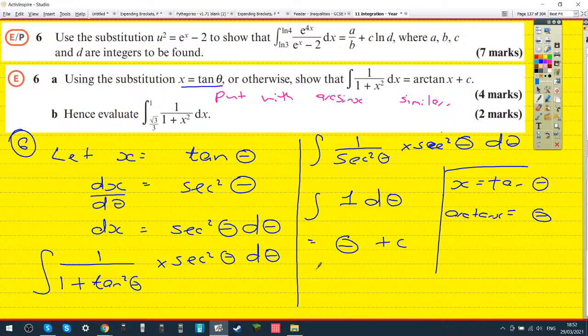Does that mean the result is arctan x plus c? Yeah, arctan x plus c, and that's what we were supposed to get. Yeah, great. Okay, so big picture. Well, they told us x equals tan theta.